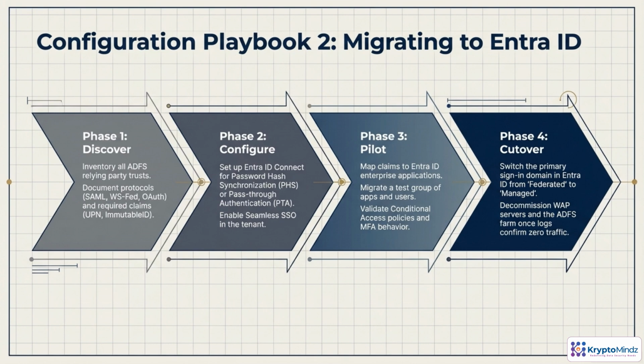Migrating from ADFS to Entra ID is essentially a trust and authentication cleanup exercise. You begin by discovering what actually depends on ADFS today. List every relying party, which protocol it uses, and which claims it needs. That tells you what must be reproduced in Entra ID. Then configure Entra ID Connect and decide password hash sync for simplicity, or pass-through authentication if regulatory or security constraints require it. Enable seamless SSO so domain-joined devices glide through.